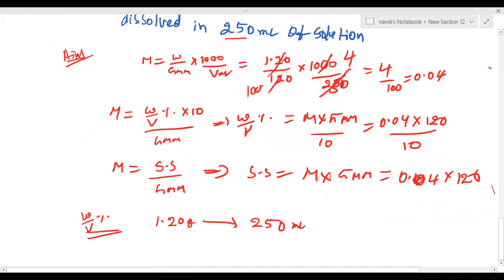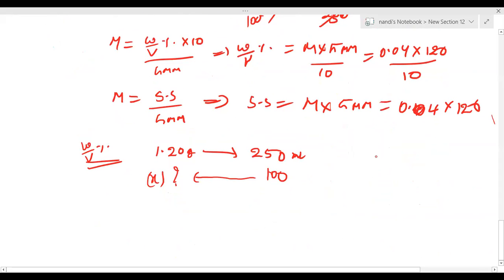But our definition is, W by V percent means per 100 ml only, you have to check. Per 100 ml, how much is dissolved? X. Right, X value. So X equals 1.20 into 100 by 250. Whatever value we get here and in the above case should be the same. Is it clear?